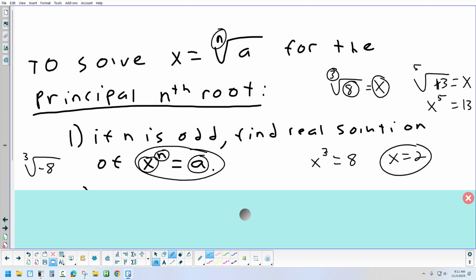Now, how about if I had something like, let's say, the cube root of negative 8? Is there a number you can multiply by itself 3 times that would give you negative 8? Yeah, negative 2.